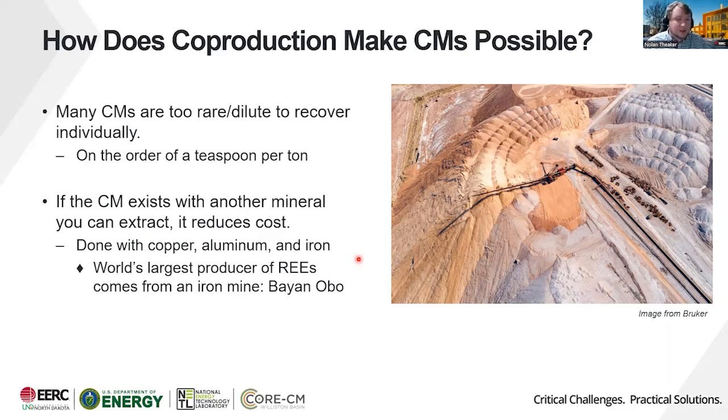But if the critical mineral exists with another mineral that I can extract, it can help reduce the cost. And this is done with copper, aluminum, and iron, primarily around the world. One example of this is the world's largest producer of rare earths. The single largest production source on the planet is from an iron mine, Bayan-Obo in China. And the rare earths were in essence a byproduct produced from mining for iron ore.